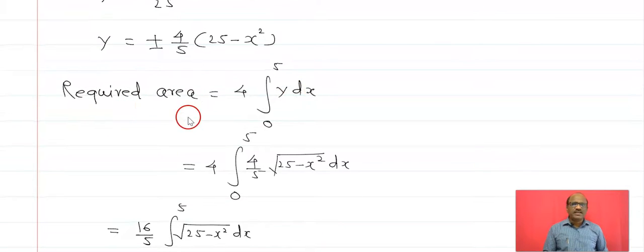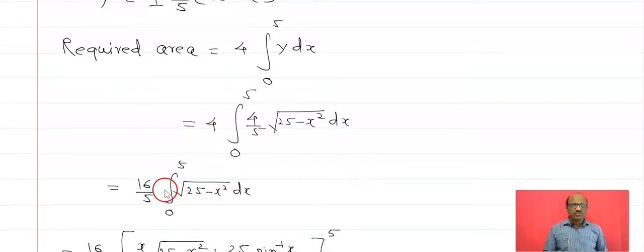Therefore, the required area is equal to 4 integral 0 to 5 y dx. But what is the value of y? We take it as a plus sign. That is 4 integral 0 to 5 of 4 by 5 under root of 25 minus x square dx. That is equal to 16 upon 5 integral 0 to 5 under root of 25 minus x square.